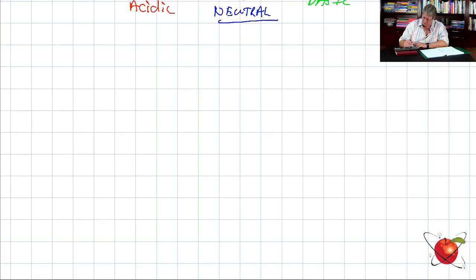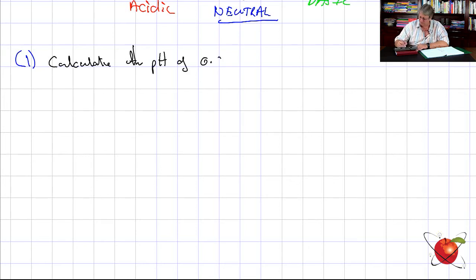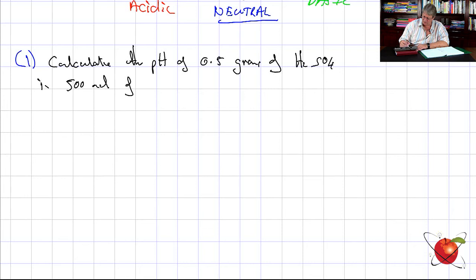Well, first of all, you use a balanced equation, for everything in chemistry. Let's just pick one. I've got here an example. I just go back to black as I always do. Calculate the pH. Here they say, calculate the pH of 0.5 grams of H2SO4 in 500 milliliters of water.